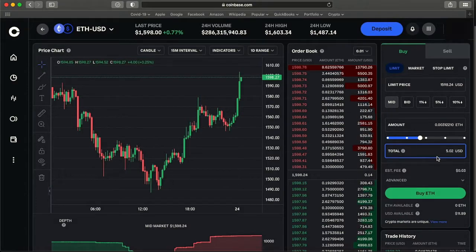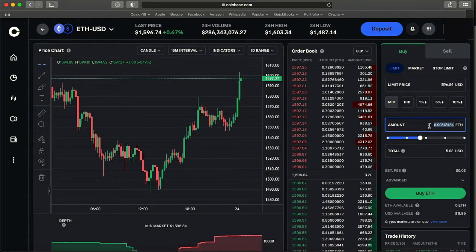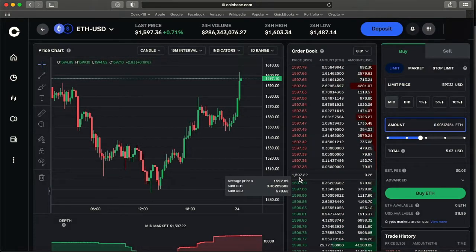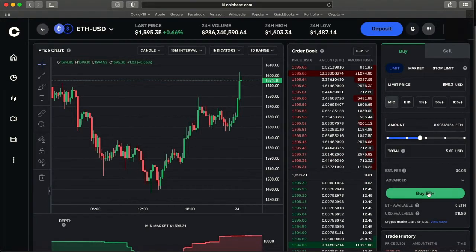So let's go ahead and do that. That'll give me $5.02 of USD that I'm spending to acquire this much Ethereum or ETH. I've got a limit buy. It's adjusting the price as things are changing, and my fee is going to be 3 cents, which is a Coinbase function, not an Ethereum network function. So let's go ahead and purchase this ETH.